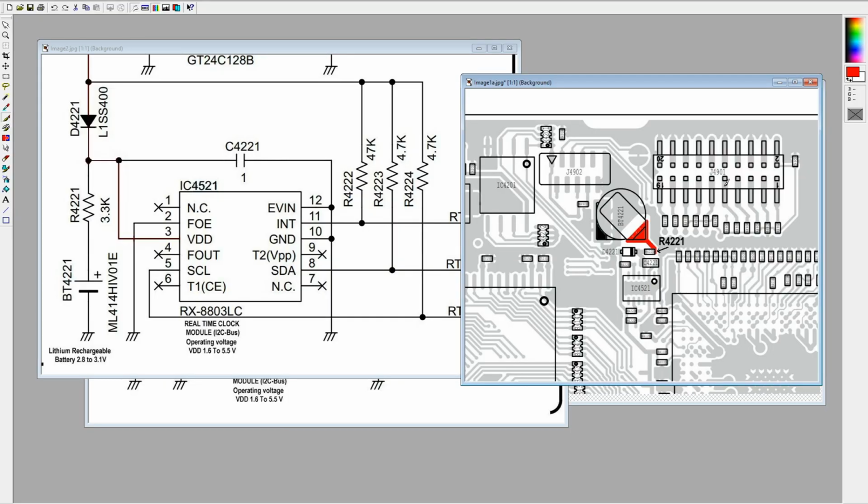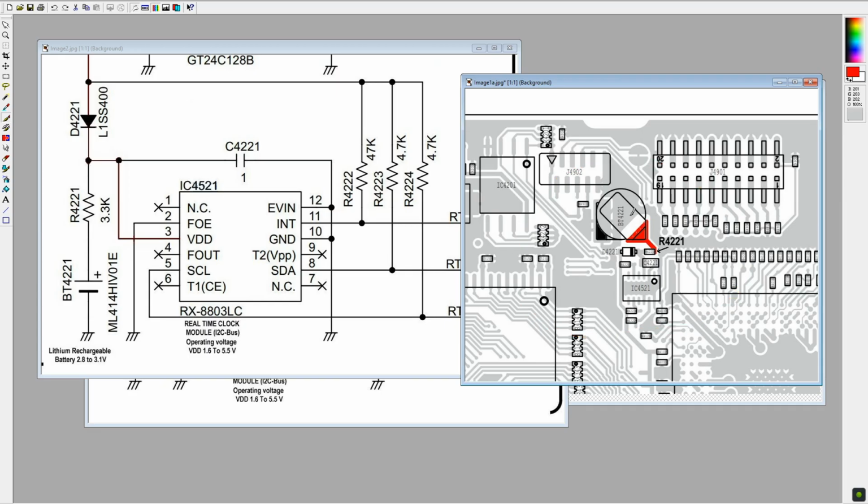The Icom IC7610 internal battery. This battery here maintains the voltage on IC4521, which is a real-time clock module, and it's an RX8803L, rated from 1.6 to 5.5 volts. Now, to get this battery off, it's quite a hard job unless you've got some hot air equipment. But then, even if you've got hot air equipment, you've got to mask all of this area off to stop, obviously, the components lifting or moving. And it's not really something I relish doing.